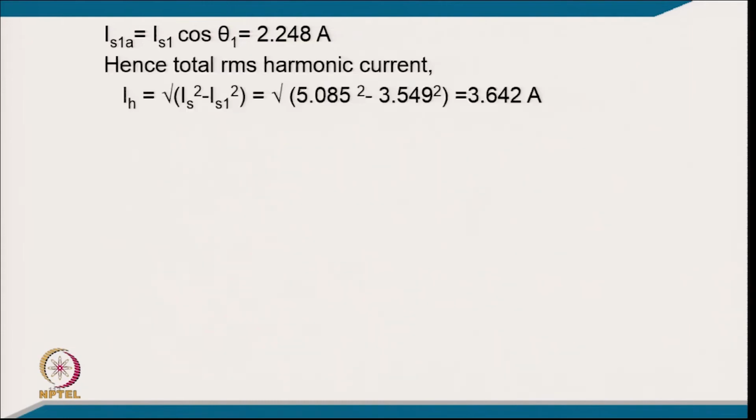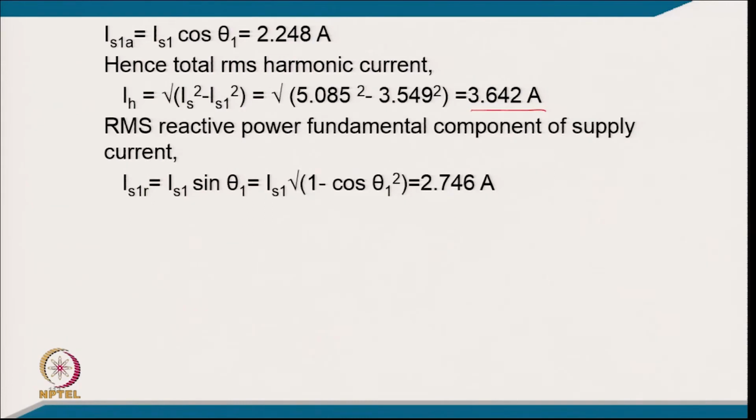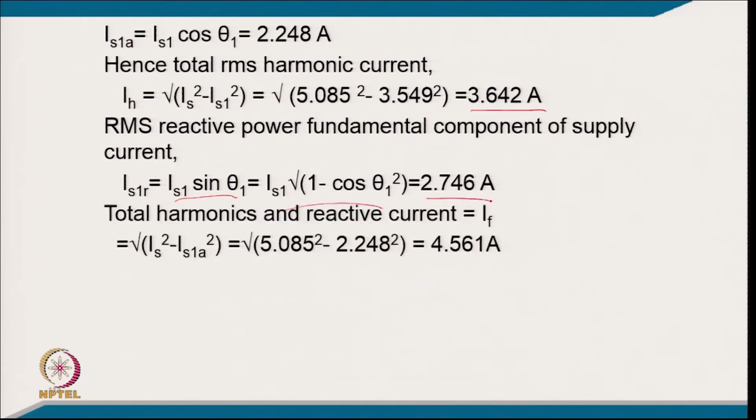2.248 ampere. Hence the total harmonic current will be IH equal to the square root of IS squared minus the fundamental current squared, and putting the values it comes to 3.642 ampere. The RMS reactive power component of the supply current will be IS1R equal to IS1 sin theta 1, and putting the values it comes to 2.746 ampere. The total harmonics and reactive current will correspond to the square root of IS squared minus IS1 squared.